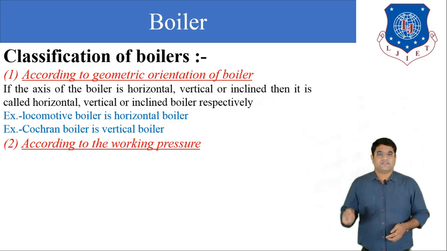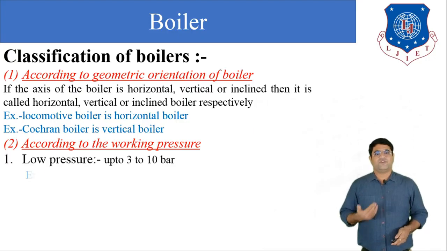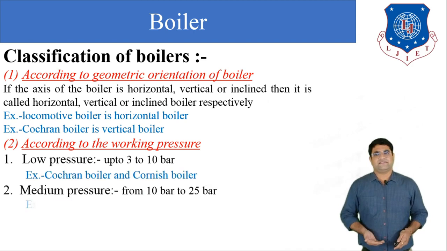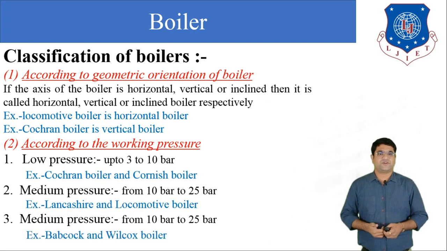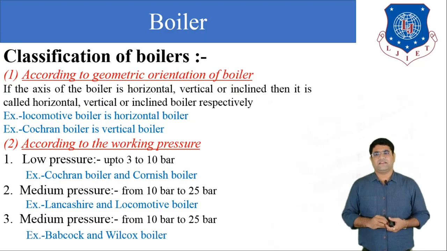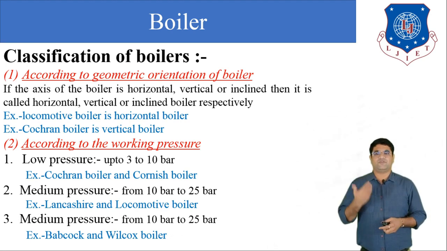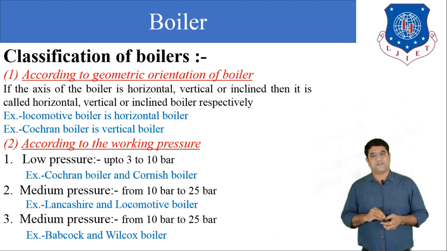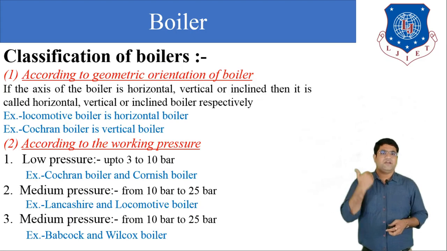Now the second type of classification is according to the working pressure. According to the working pressure, we can categorize it into the low pressure boiler, medium pressure boiler and the high pressure boiler. The low pressure boiler has a pressure of 3 to 10 bar. The medium pressure boiler has a pressure between 10 to 25 bar, and if the pressure is above 25 bar, then it is called the high pressure boiler.